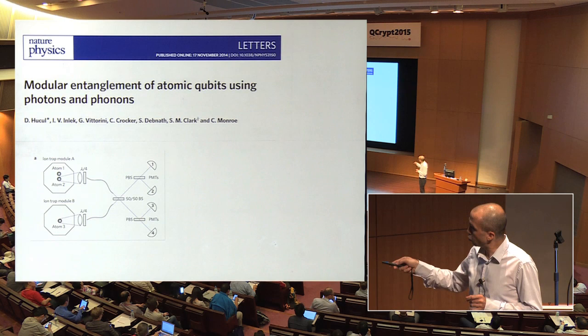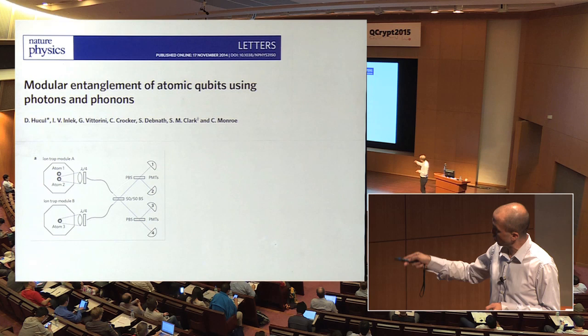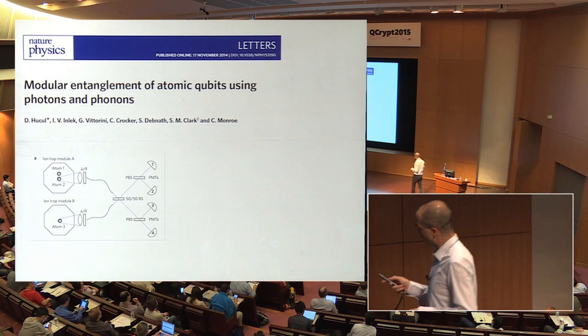So you have two ions in two different traps, and in one of the traps you have two ions sitting next to each other. Then they do some entanglement between the remote ions using this measurement induced trick. Then they also, at the same time, perform deterministic entanglement between the two ions close to each other. So this really goes in the good direction.